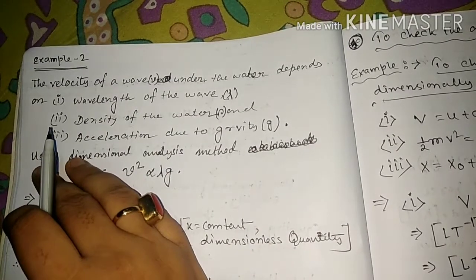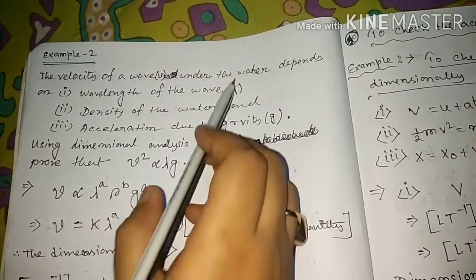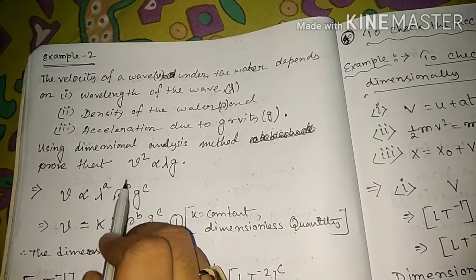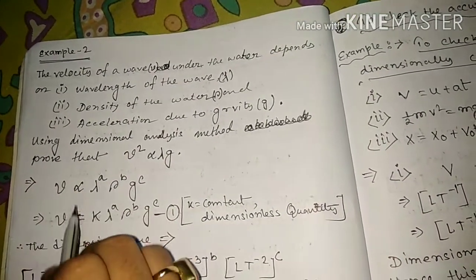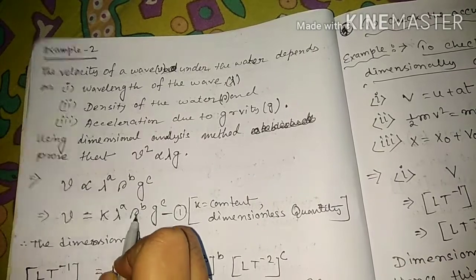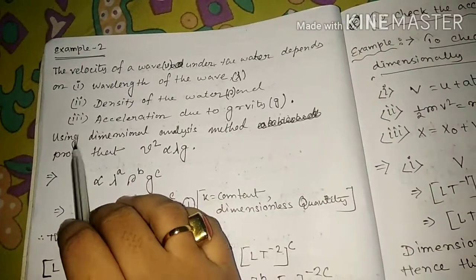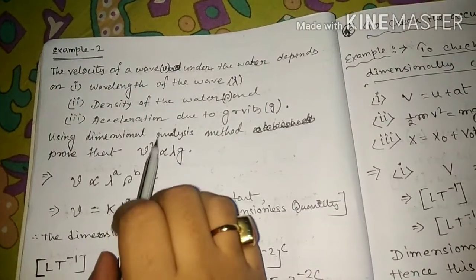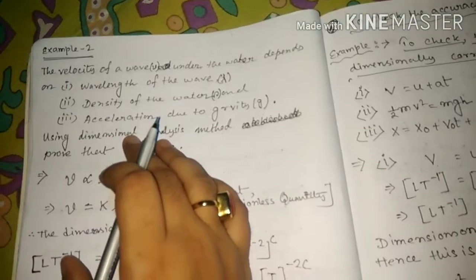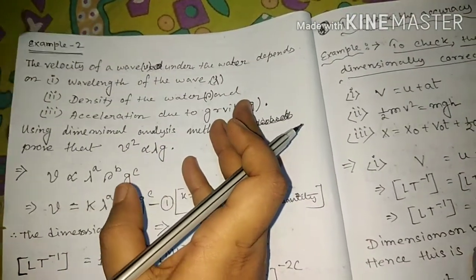Similar to example 1, first of all we write whatever information we have. So v proportional to lambda to the power a, rho to the power b, g to the power c. Okay, to go from the proportionality sign to the equal sign, multiply with a k. So v equals k, lambda to the power a, rho to the power b, g to the power c. K is a dimensionless quantity. Here the question is, using the dimensional analysis method, prove that v square is proportional to lambda g. That is the final result we propose, because if we remove the constant term, then the equal sign is also removed, and in place of the equal sign we can easily write the proportionality sign.